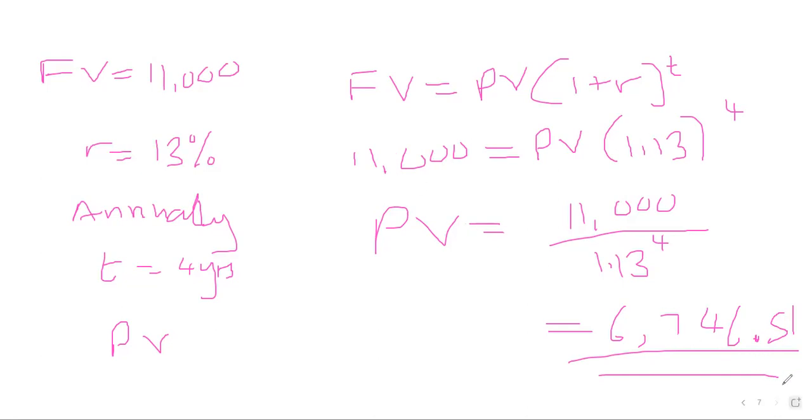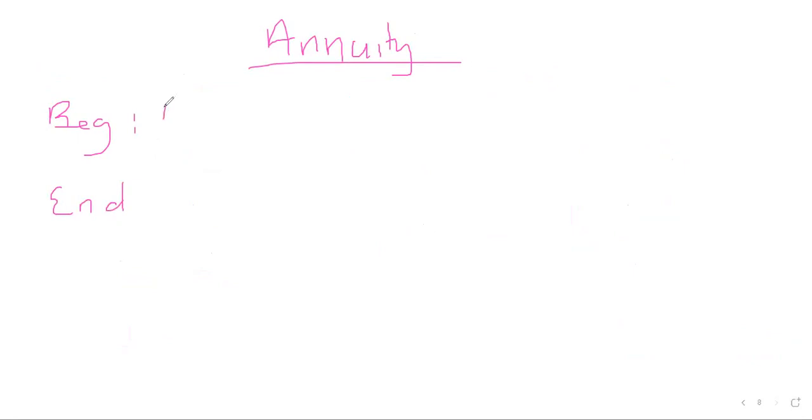Now, it takes us to another key point which we need to learn, which is called an annuity. An annuity is simply a series of equal periodic payments that are made either at the beginning of the period or at the end of the period. If it's at the beginning of a period, we call that an annuity due. If it's at the end of a period, it is called an ordinary annuity.